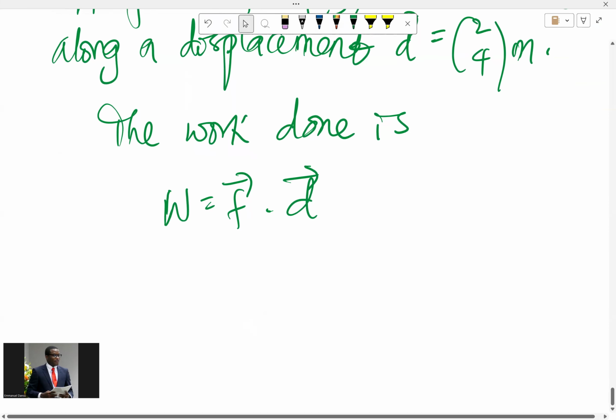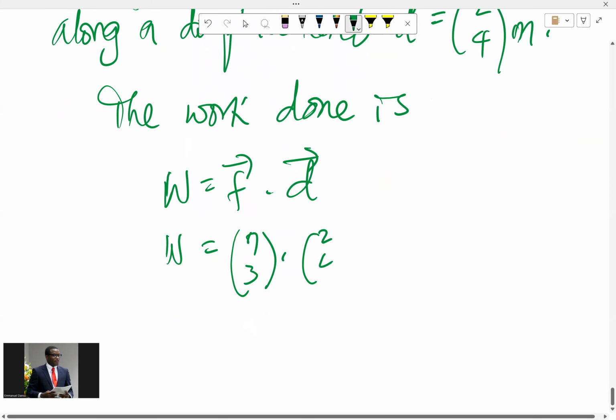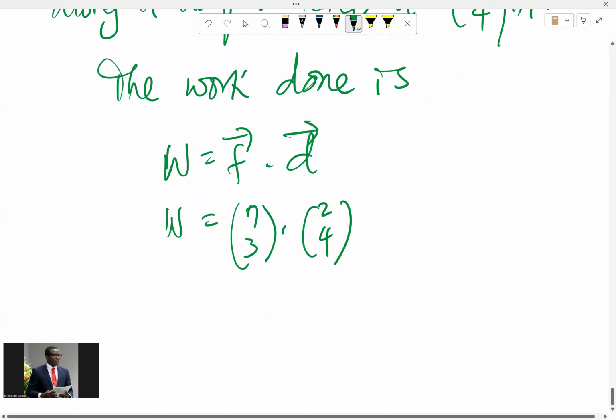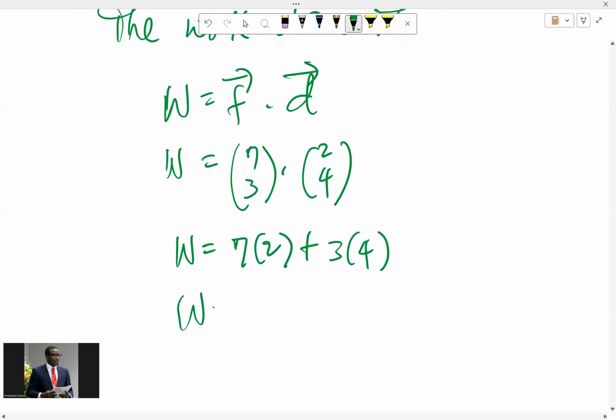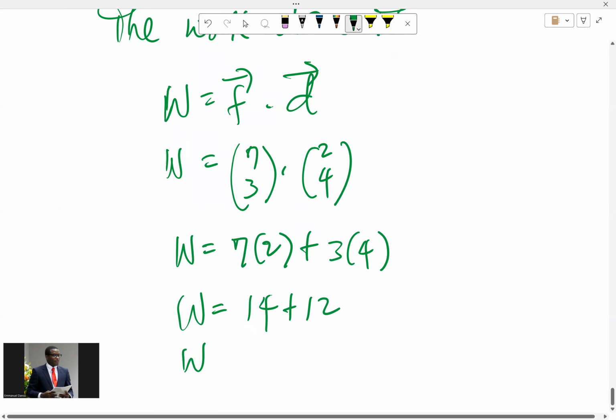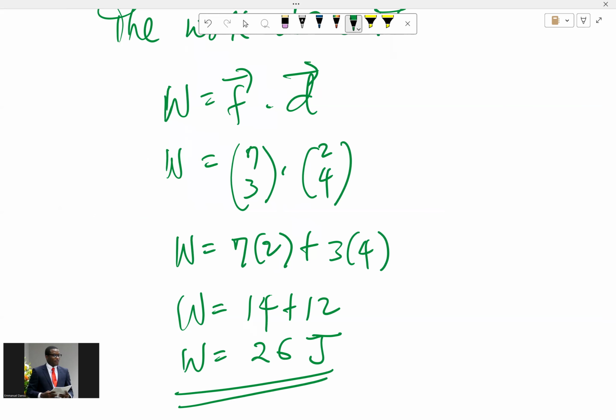So that means we have W to be (7i + 3j) dot (2i + 4j). Since it is a dot product, i and i work together, j and j work together. So you have 7 times 2 plus 3 times 4. So work done now would be 7 times 2 is 14, 3 times 4 is 12. So work done is 26. That's 26 joules. That's the unit of measure for work done, joules. Because at the end of the day, we just need it in joules. That's why we use dot products, because it's a scalar quantity.